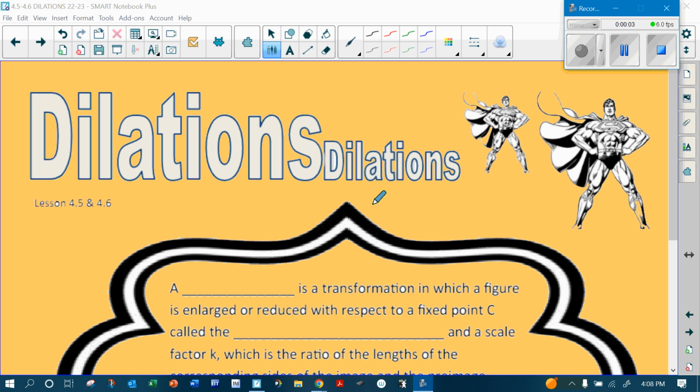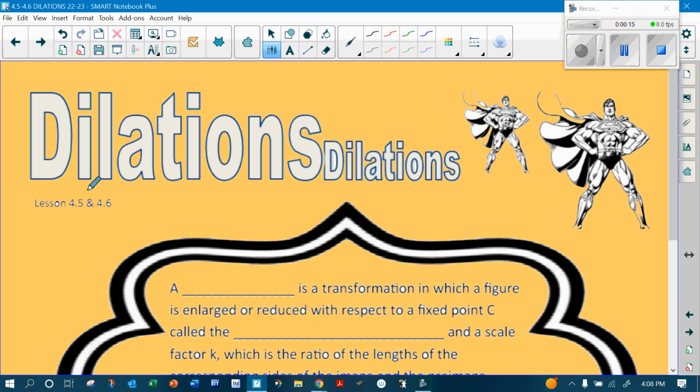Okay, so this is the last part of chapter 4, and then we will be moving on. So now we're going to talk about dilations. Dilations is when there's a scale factor, and the scale factor determines if your object or your shape is getting larger or smaller. So that scale factor will determine that, okay?